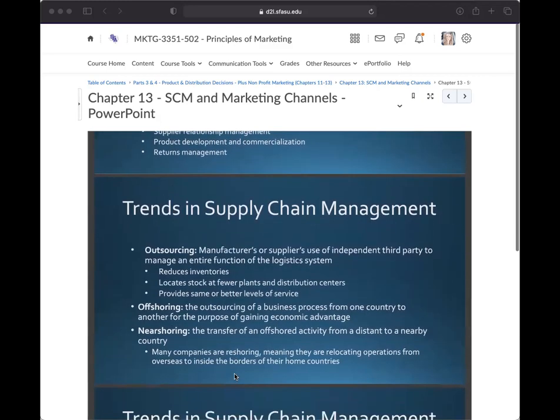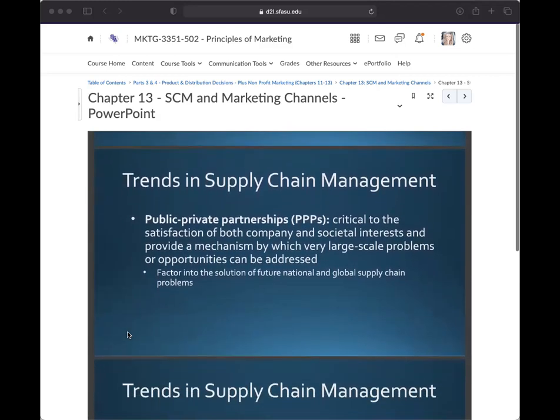So there are different trends in supply chain management. Outsourcing, we've talked a lot about that in chapter 5 when we talked about globalization. Offshoring, where you move processes from one country to another for an economic advantage. So if you can find a way to produce a material or your product in another country cheaper, you may offshore it. And then nearshoring is the opposite of that. You may say, I want to produce things closer to me so that I can help with the cost, or I can be more hands-on, or whatever the case may be. So there are kind of 2 trends there.